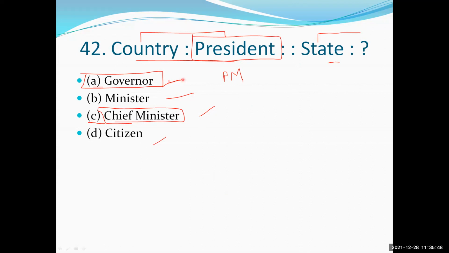A kind of general knowledge will be checked here. Who is the governor of Maharashtra? Bhagat Koshari. Okay, Bhagat Singh Koshari is the governor.